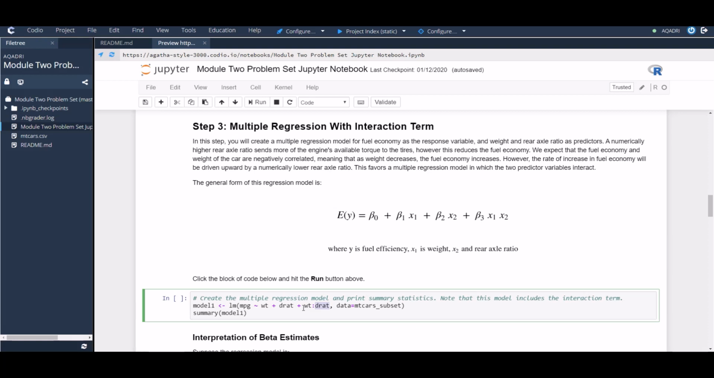Now, in general, in a multiple regression model, there are models where not all of the variables will interact with each other. There will be predictors that will not interact.